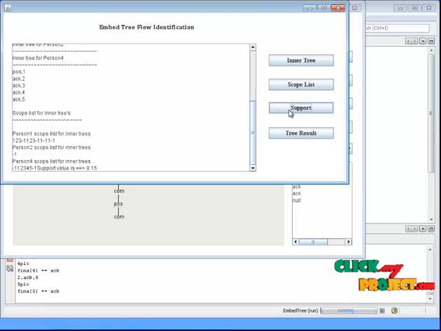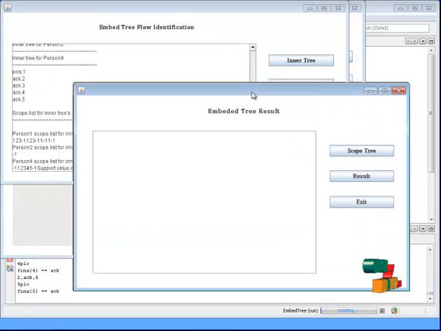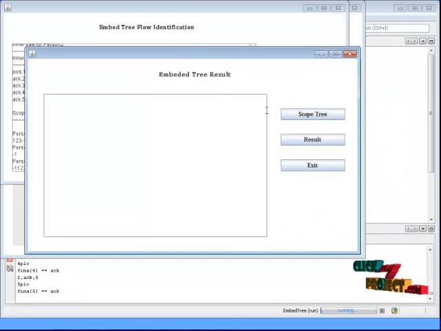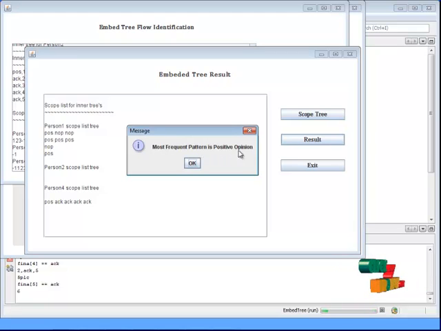Then we have to calculate the support value. The support value is this. After that, in the result, click the above; the tree is shown for the scope tree for the proposal. This scope tree is for the person. The person 1 scope list tree is this, and for person 2, this is the scope list tree. Click the result. The most frequent pattern in the meeting is positive opinion.